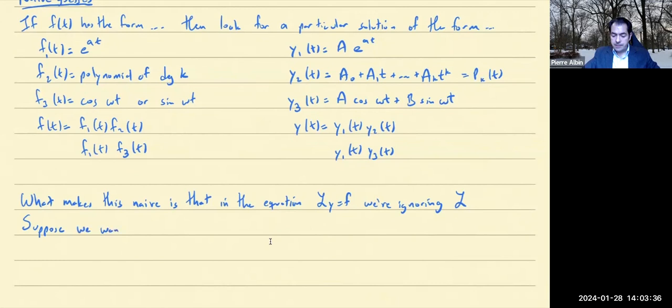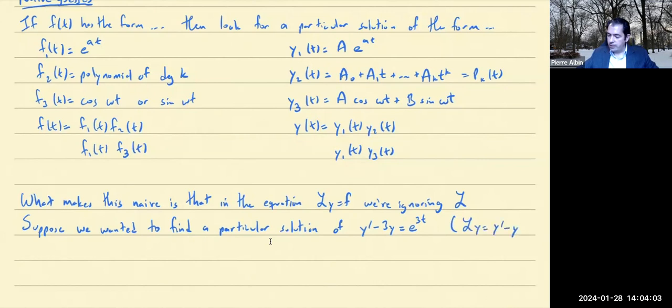Suppose we wanted to find a particular solution of y prime minus 3y equals e to the 3t. Okay, so here, L of y would be y prime minus 3y. So perfect. We look at our chart. The forcing term is e to the 3t, so that's a form f1, so we should try a form y1.